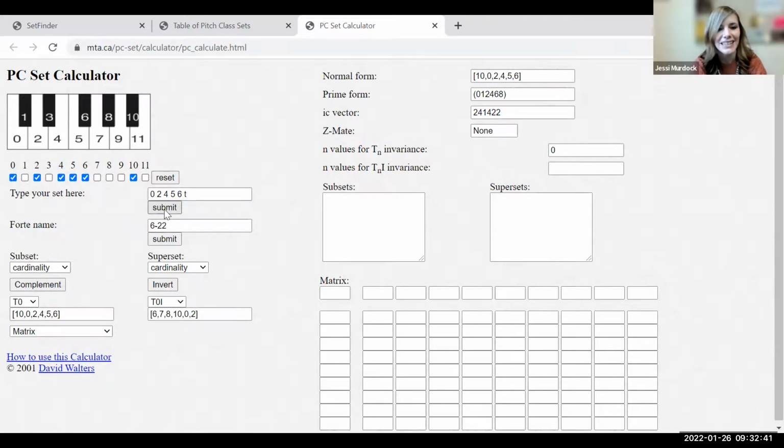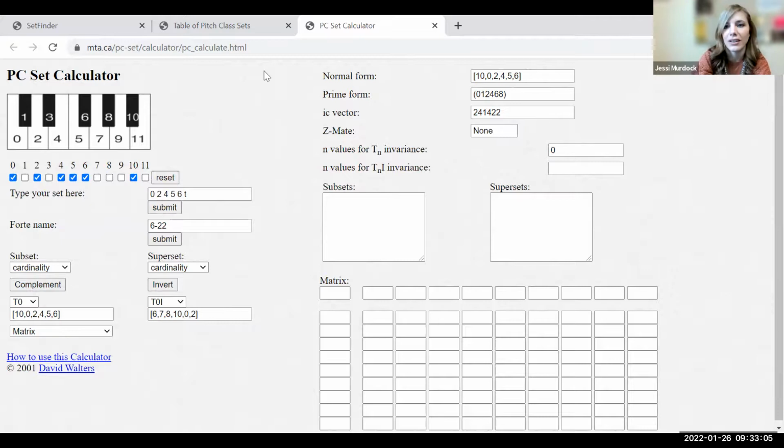Oh, just an FYI. Some theorists use T and E instead of 10 and 11. So 10 is T, E is used as 11 sometimes. Okay, so you can see on here the Forte name for this one is 6-22. So the 6 is coming from the fact that there are 6 different pitch classes in there. And it's 22nd on the list.